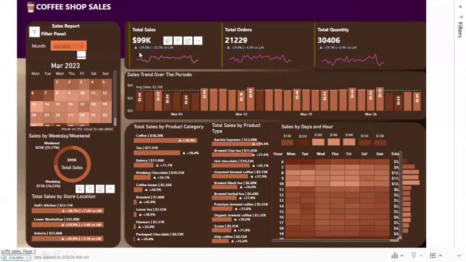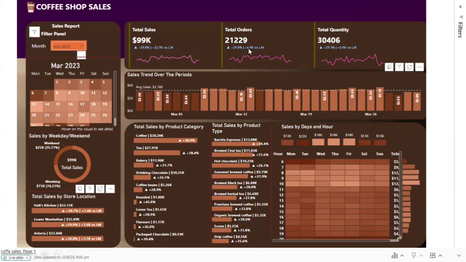In sales-wise numbers, it was a 22.7K increase compared to last month. And we can see there is not much variation in the trend line like there was in January and February. Many of the values are near the average line and above the average line.